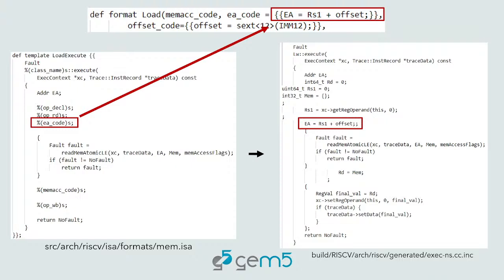So in your specification, as shown on the top of the slide, when we define the load format, we also said EA_code symbol is equal to this string, which is basically simply a variable EA equals RS1 plus a variable offset, right? In our operand declaration part, we would probably already have these things declared. Now we're just using them to compute the effective address. So your load execute template's EA_code part gets converted into, as shown on the right side, that simple statement.